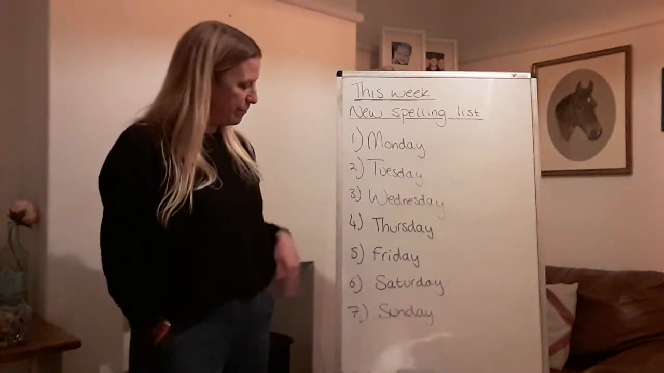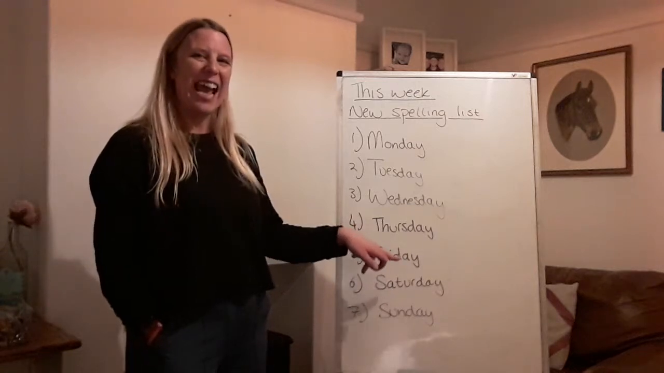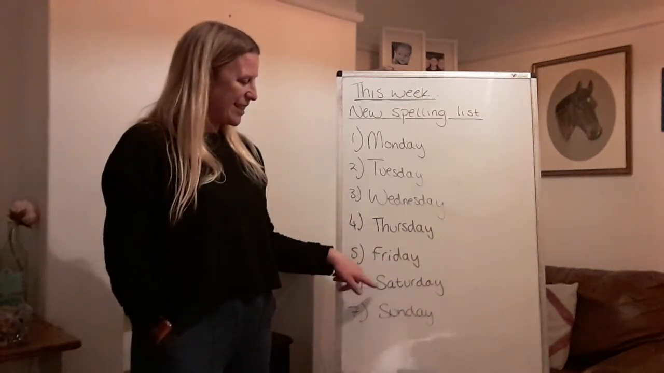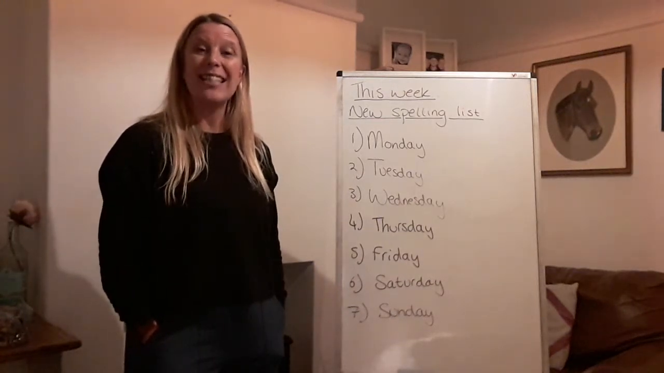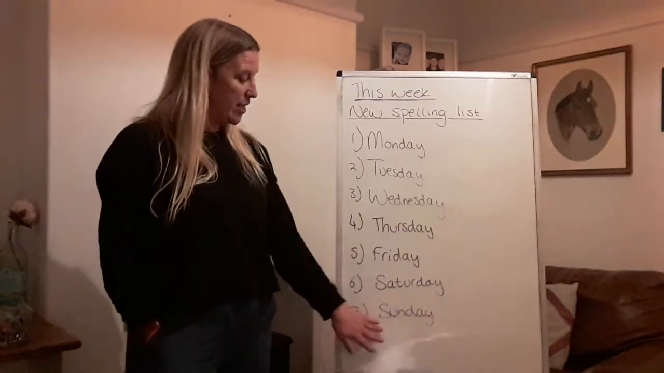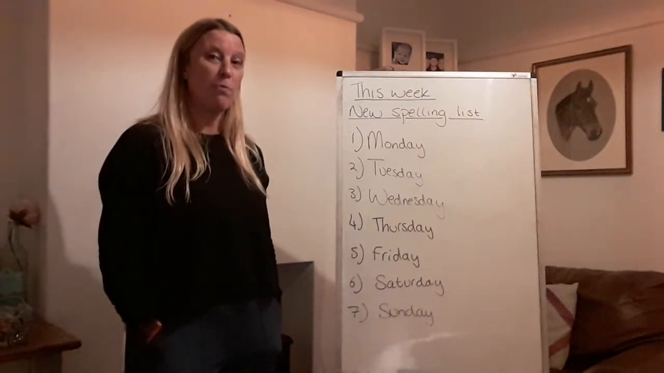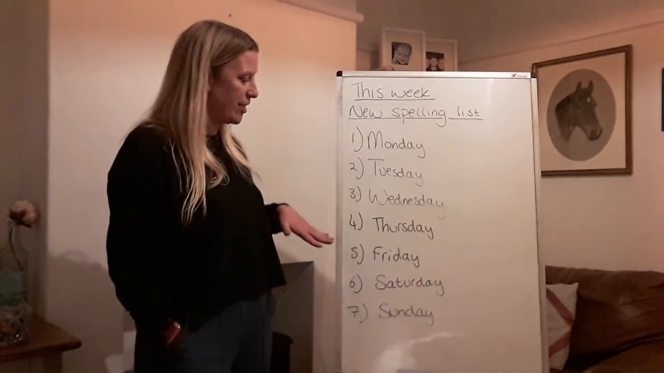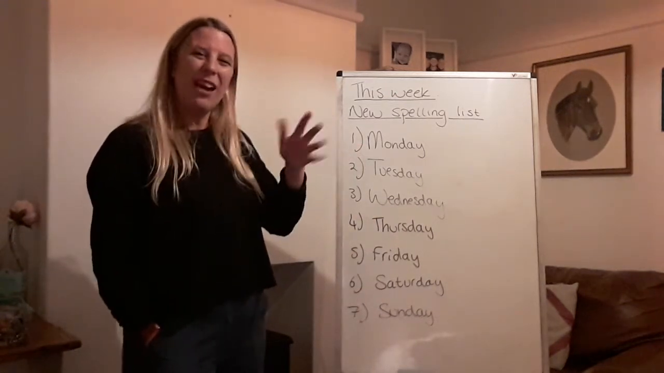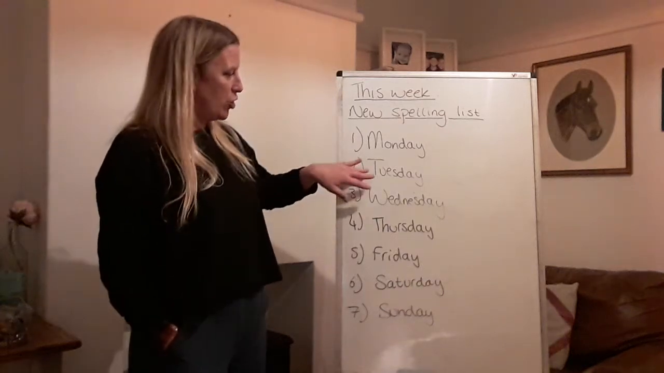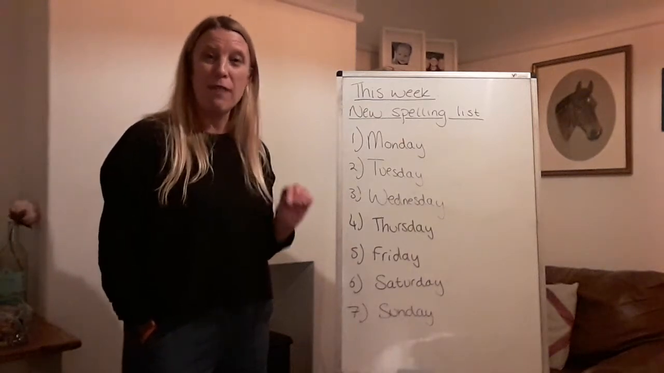Number 5, Friday. Number 6, Saturday. And number 7, Sunday. Okay, so those are your spellings for this week: Monday, Tuesday, Wednesday, Thursday, Friday, Saturday, Sunday. Some of these, Sunday, Friday, Monday, are okay, not so bad, quite easy. But Tuesday, Wednesday, Thursday, Saturday are much more difficult to spell. So really, really practice them.